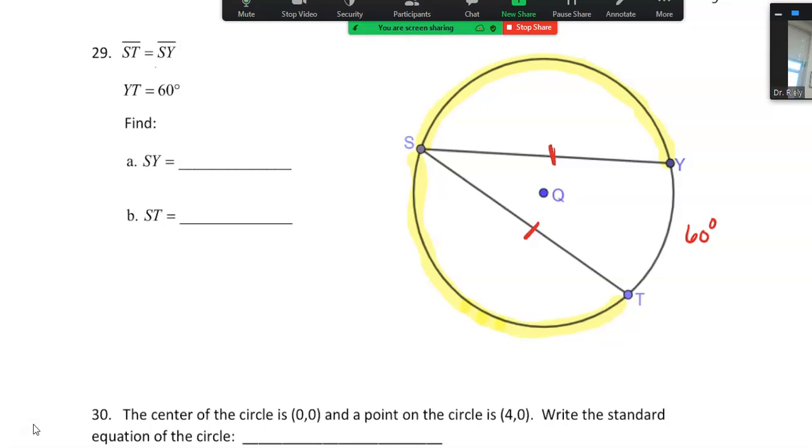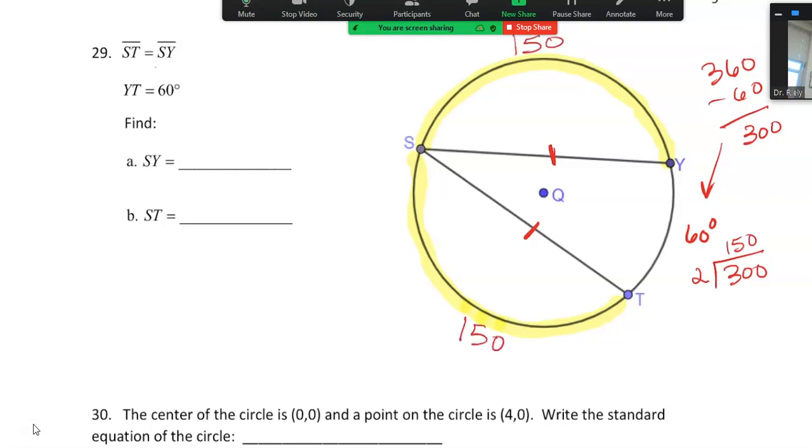Well, in a circle, you have 360 degrees all around the arc. So the entire arc is 360. I have used up 60, so I have 300. That 300 has to be divided equally between the 2 yellow pieces. So take your 300 and divide by 2, and you should get 150. This has to be 150, so does this.